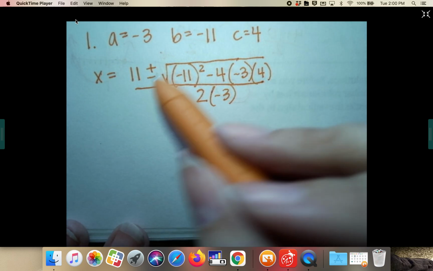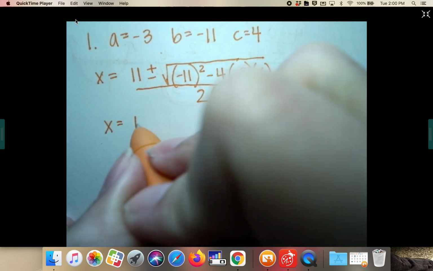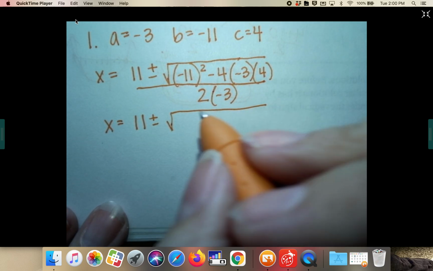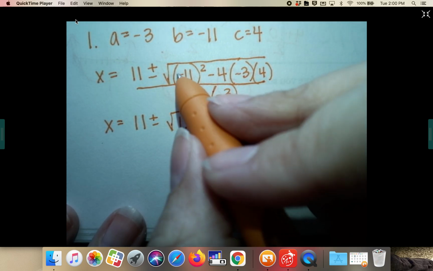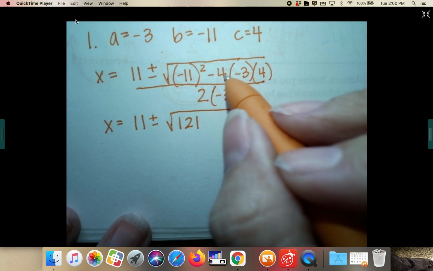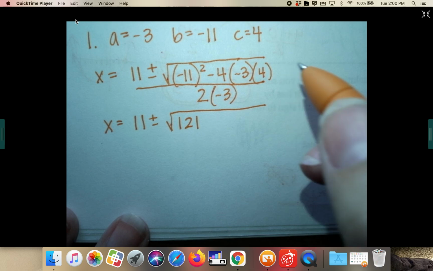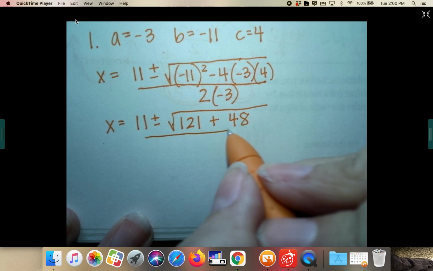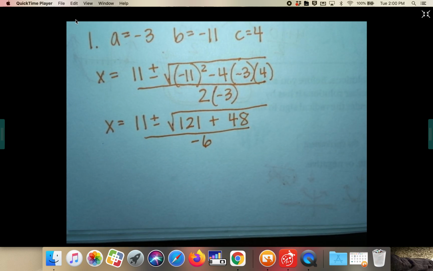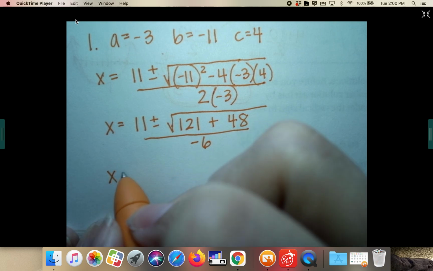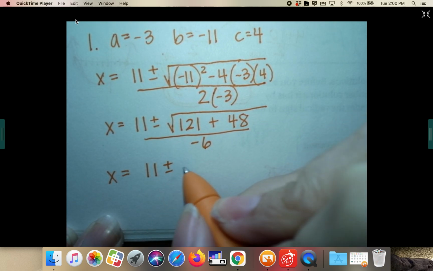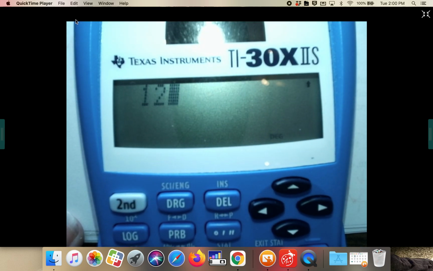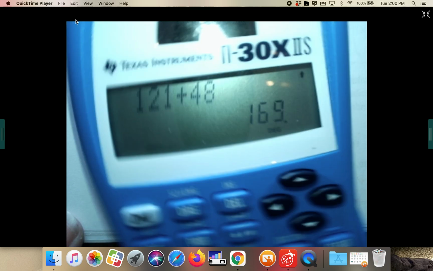Okay, so now we're just going to solve this whole lovely thing. So we still have 11 plus or minus. -11 squared is 121. I think 11 times 11 is 121, and that's negative times negative, so it's positive. -4 times -3 is 12, times 4 is 48, so plus 48. Double check with your calculator. 2 times -3 is -6. We're getting there, slowly but surely. 11 plus or minus whatever 121 plus 48 is. 121 plus 48 is 169.